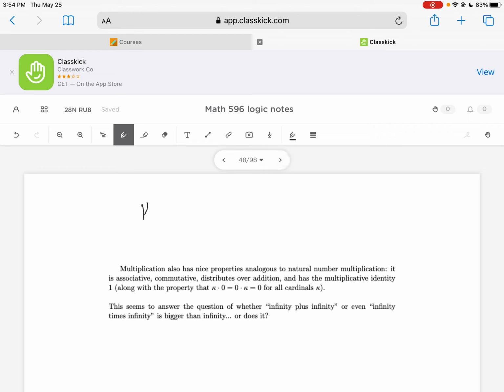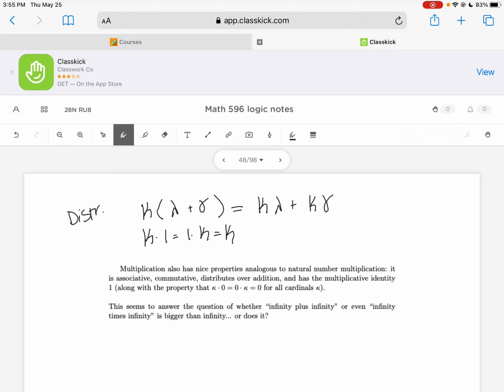So if you have cardinals kappa, lambda, and gamma, kappa times (lambda plus gamma) is equal to kappa times lambda plus kappa times gamma. And similarly, if we were to multiply on the right, we also have the multiplicative identity of 1, so kappa times 1 is equal to 1 times kappa is equal to kappa for all kappa, and the property that kappa times 0 and 0 times kappa are both equal to 0.